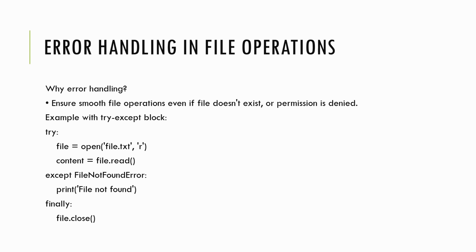File operations can fail for several reasons, such as a missing file or lack of permissions. To handle such errors, we use Python's try except block. This ensures that the program does not crash when an error occurs. For instance, if the file does not exist, a FileNotFoundError will be caught, and you can provide a custom message.